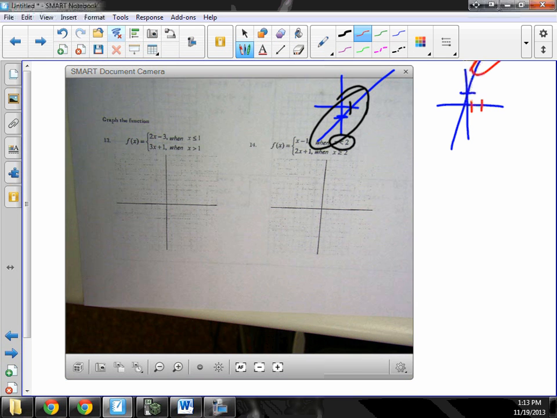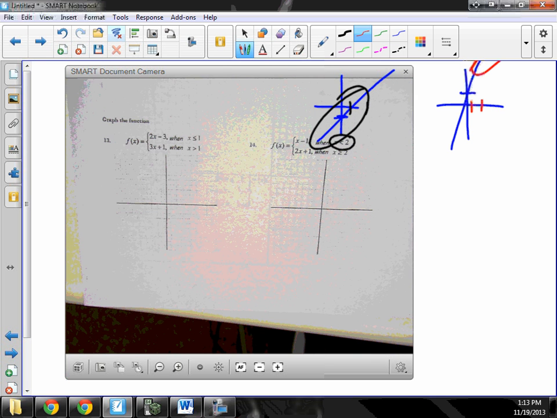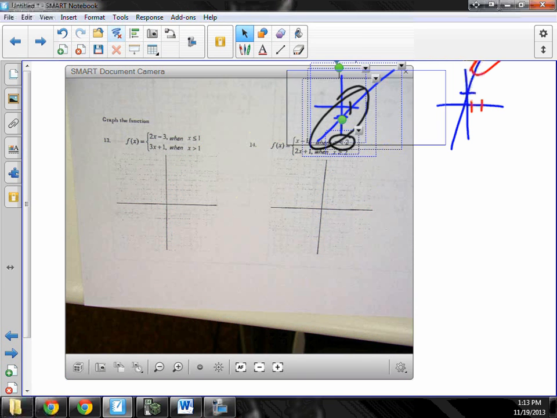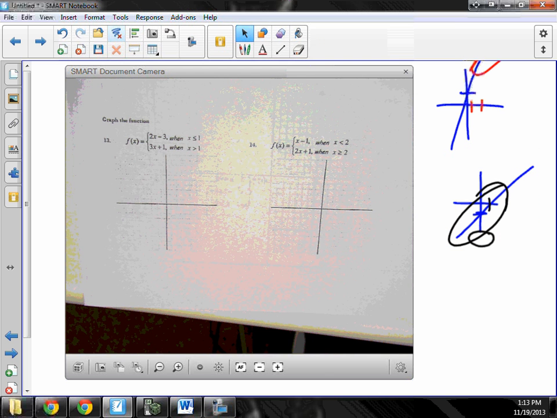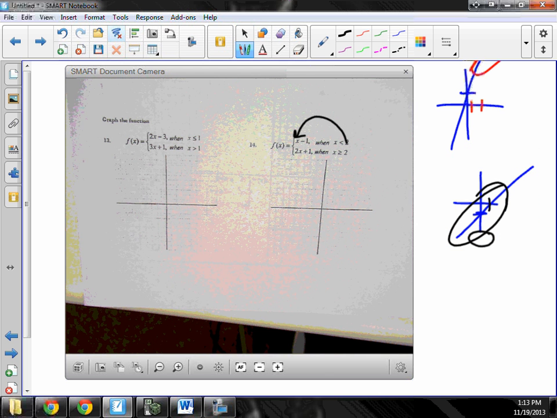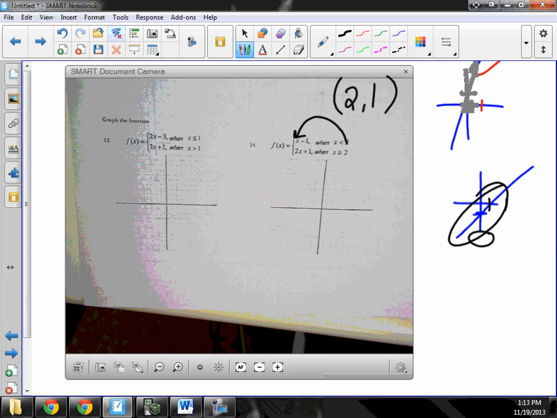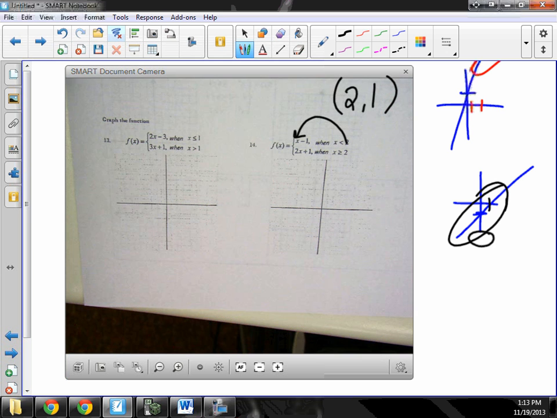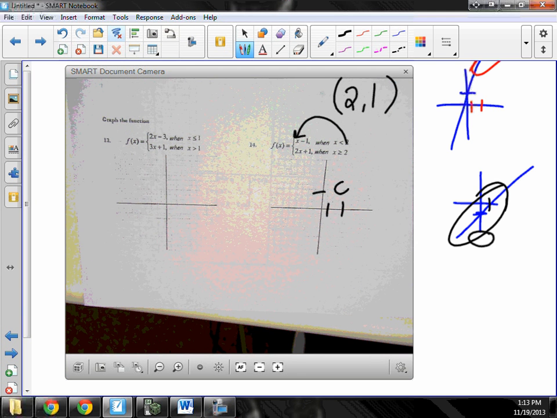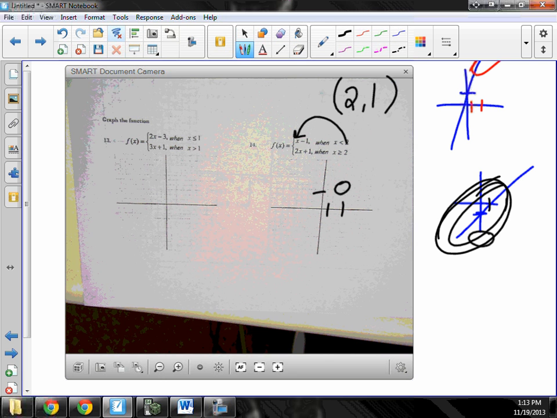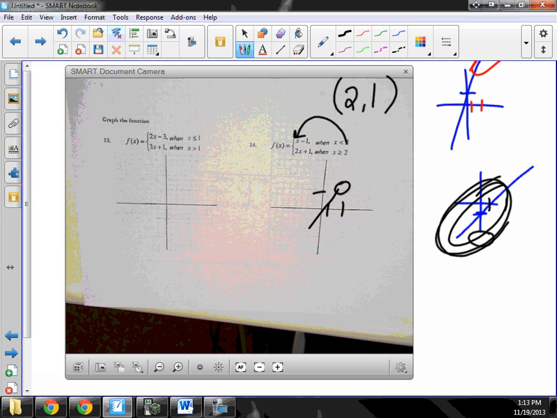In order to figure out where they go, I plug 2. Let me move this. I plug 2 into both functions. So I put 2 there. So I get 2 comma, what happens when you plug in 2? 2 comma 1. Is this going to be an open circle or a closed circle? Open, because its x is less than 2. So I go to 2 comma 1, open circle, and then I just draw this line, which is going in that direction.